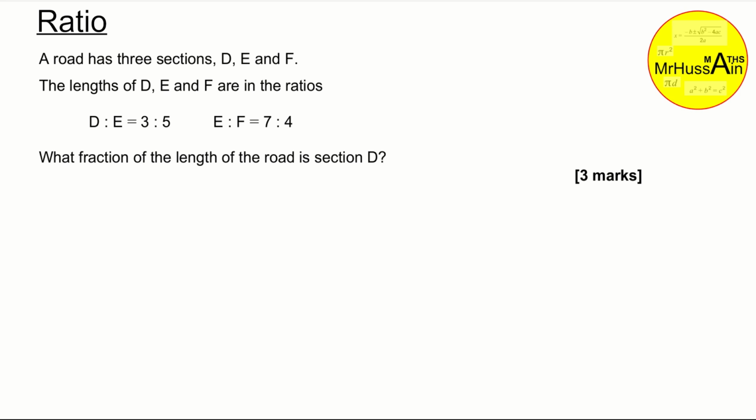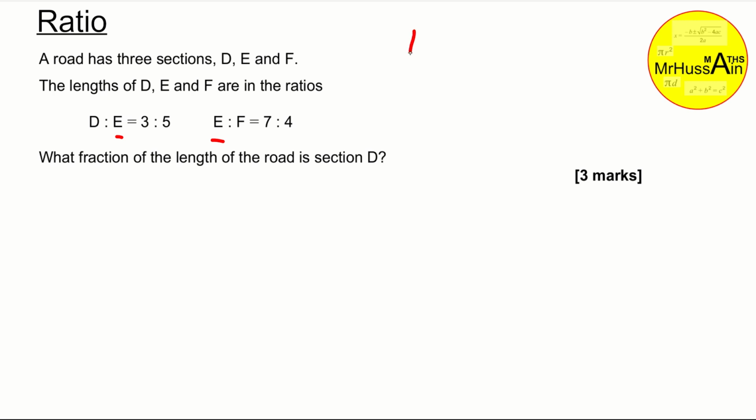Ratio question. Ratio will come up at least more than once over your 3 papers. That's guaranteed. Now, a road has 3 sections, D, E, and F, and they've given you D to E and E to F. You should notice that actually they gave you the ratios in pieces, but E appears in both. What fraction of the length of the road is section D?